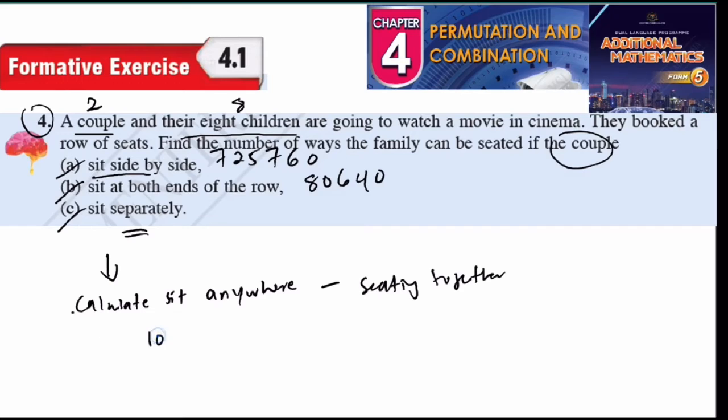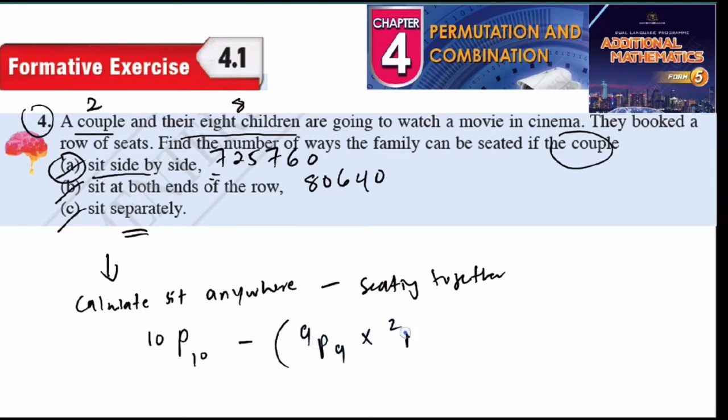So it's 10P10. We have 10P10 for them to sit, so there are so many ways. Since just now for A, we already calculated the number of ways for the couple to sit side by side, if we take 10P10, meaning the couple can sit anywhere, minus the number of ways whereby the couple sit side by side.